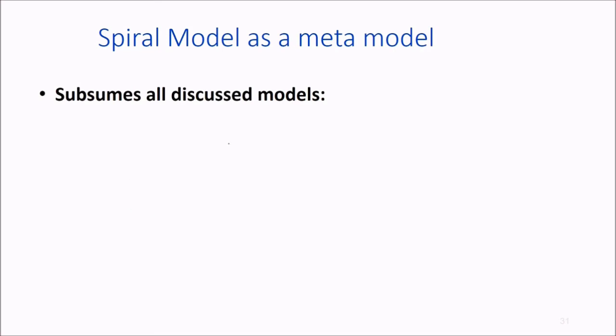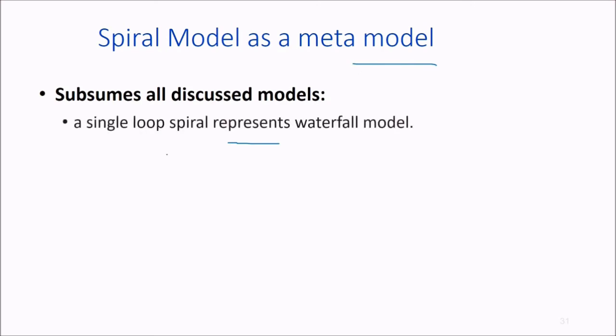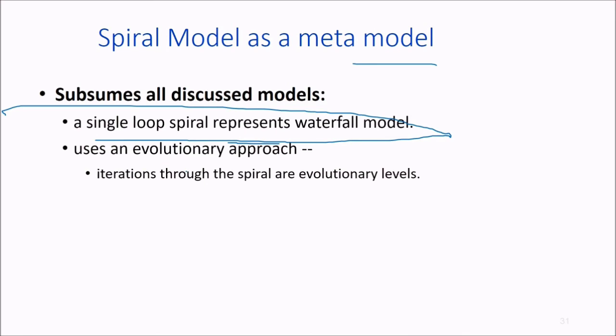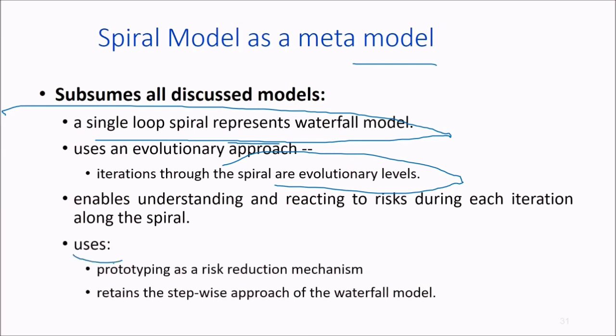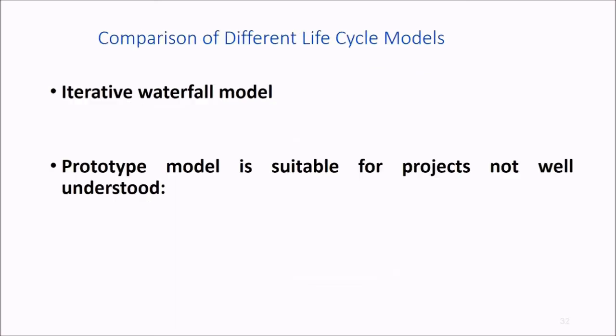What about the spiral model as a meta model? It subsumes all discussed models. A single loop spiral represents the waterfall model. If you use an evolutionary approach, iterations through the spiral are evolutionary levels. It enables understanding and prompt reaction to risk during each iteration along the spiral. It uses prototyping as a risk reduction mechanism and retains the stepwise approach of the waterfall model itself.